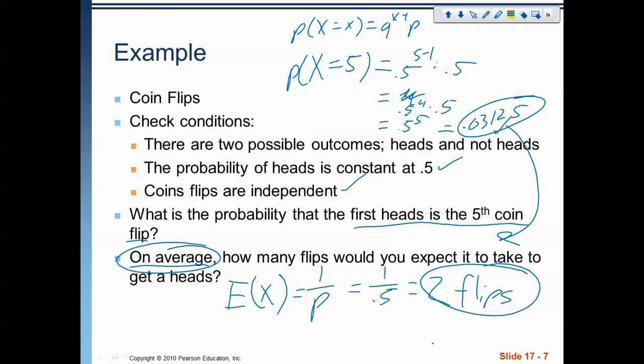We can calculate the standard deviation of that also. The standard deviation being the square root of p over q, no, it's q over p squared, which is the square root of 0.5 over 0.5 squared. So let's calculate that. The square root of 0.5 divided by 0.5 squared is 1.41. So we have 2 flips as the average and 1.41 flips as the standard deviation.